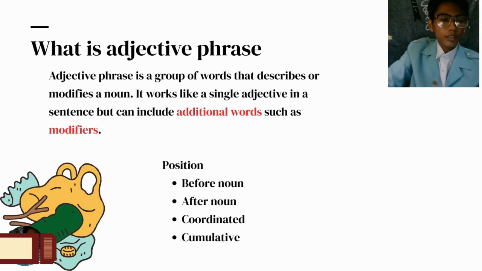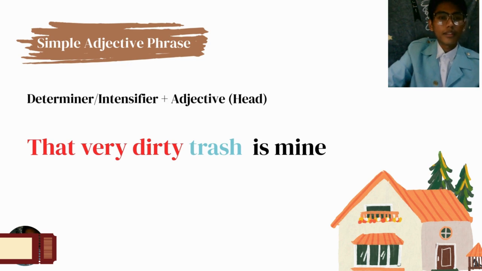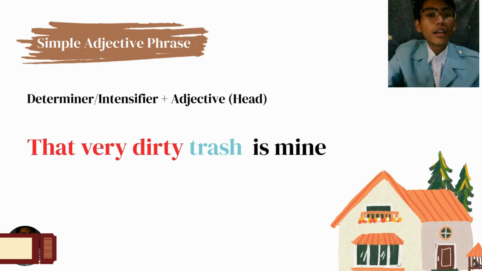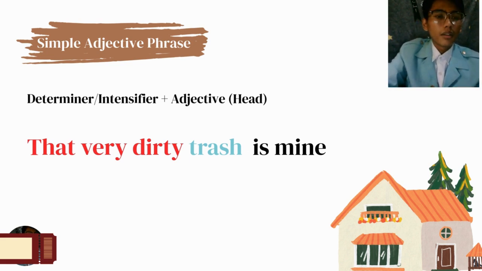Let's start with a simple one. Okay, simple adjective phrase. The structure is you have to add a determiner or intensifier and also, of course, an adjective as the head. For example, that very dirty trash is mine. The word that is the determiner and the word very is the intensifier. Dirty is, of course, the adjective itself.